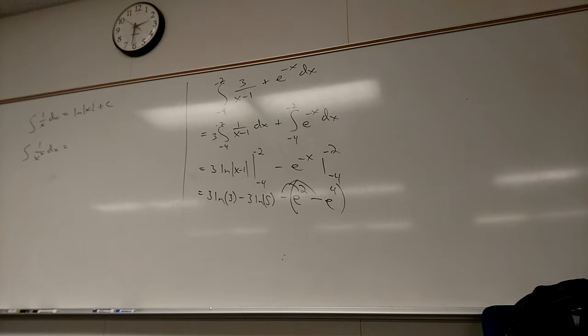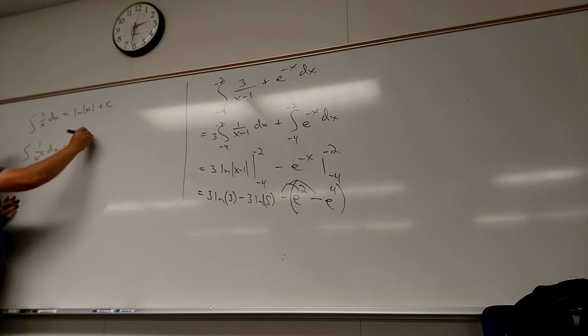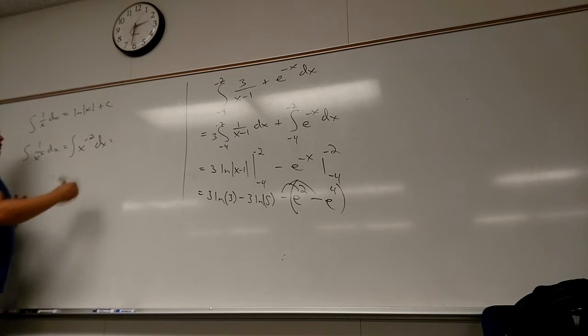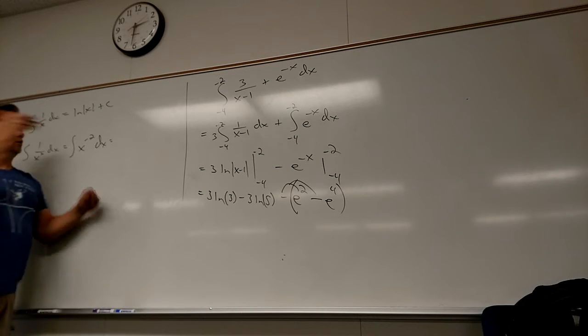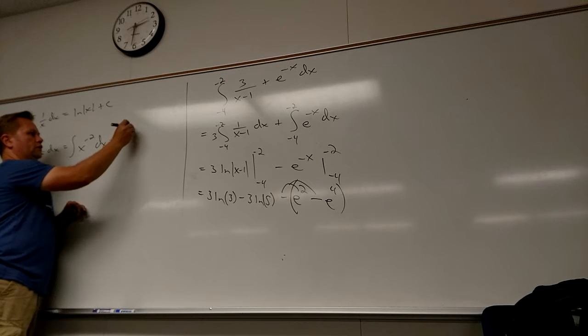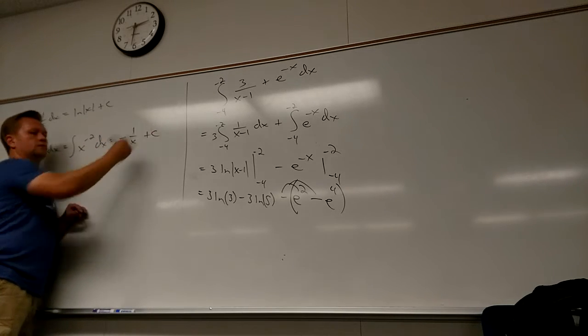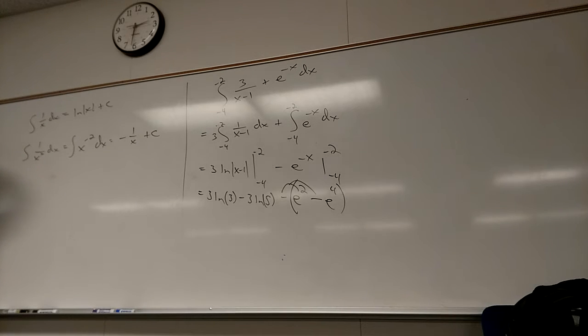It's not ln of x squared. It is so desperately not that, because I can write that as x to the negative 2. So negative x to the negative 1, so negative 1 over x. So what is the only thing? What's the derivative of natural log of x?